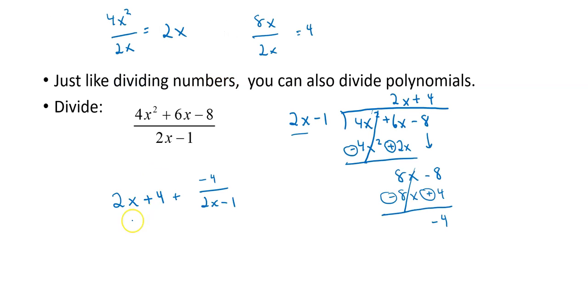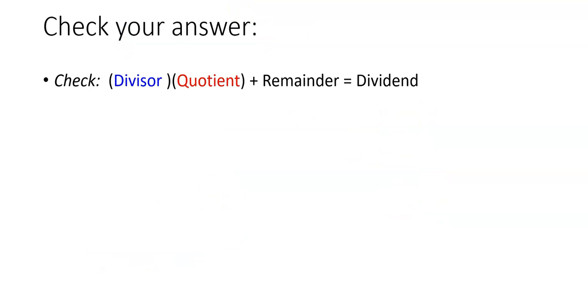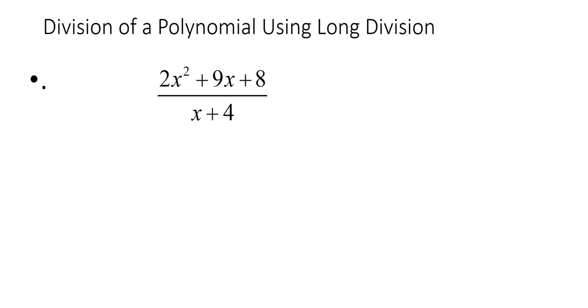So we could take 2x plus 4 and multiply it by 2x minus 1, and then add a negative 4. And we should get back that line. And I will leave that for you to do. All right, here's another one. I'm going to do a few examples here because I know this is probably new for you.